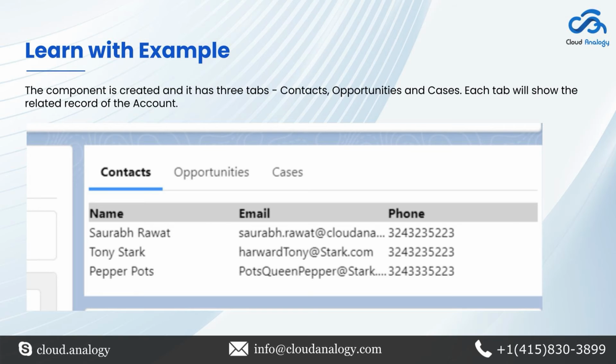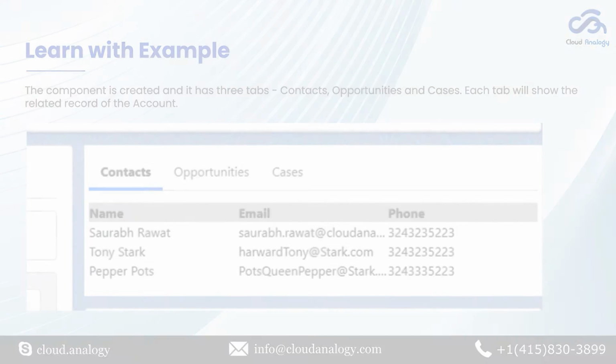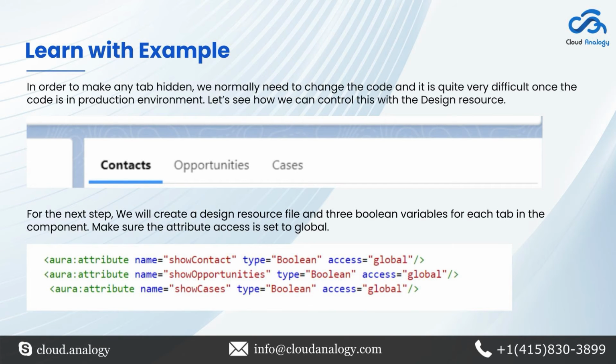Now make sure that access is set to global, and we will surround each Lightning tab with their respective attributes. Now on the design resource file, we will add the design attributes for each Aura attribute. Make sure that your attribute name is equal to the design attribute name for the referencing. Now the label will be shown on the Lightning app builder, denoting which functionality this attribute is related to. Once done, we will be able to control the values from the app builder.